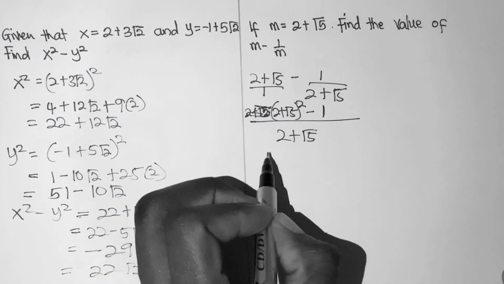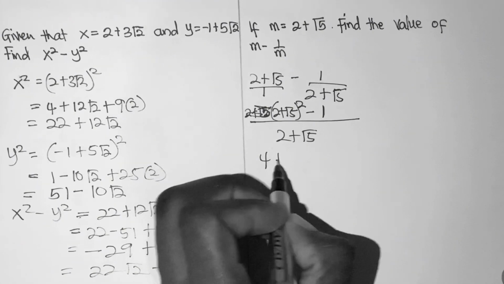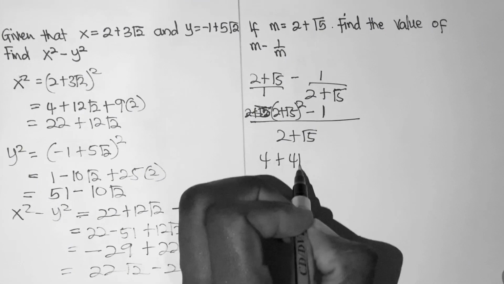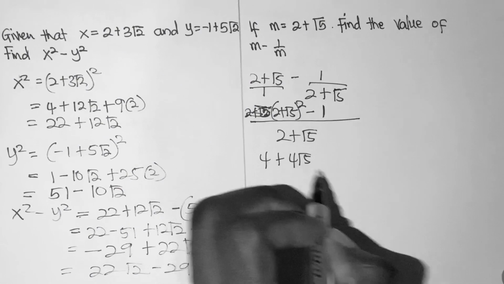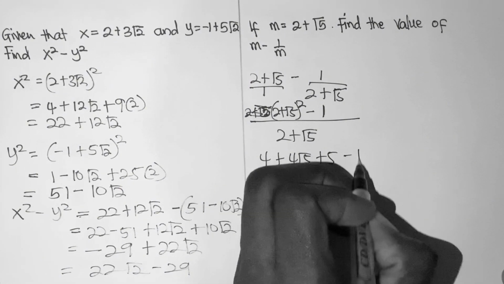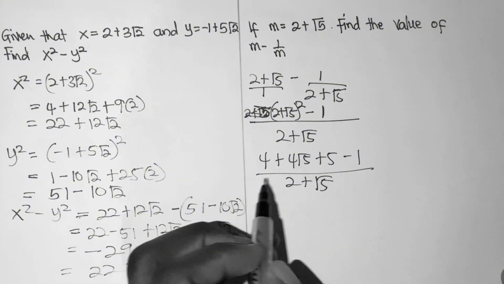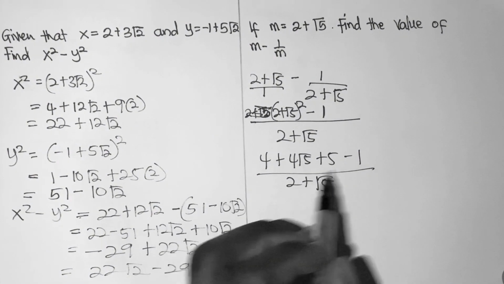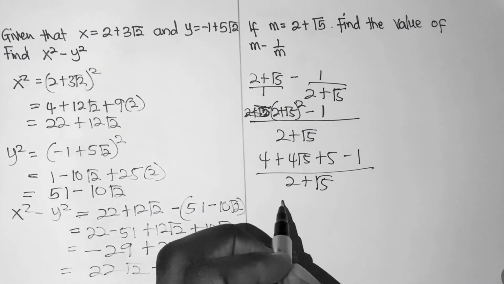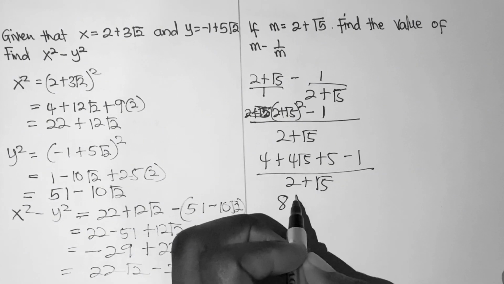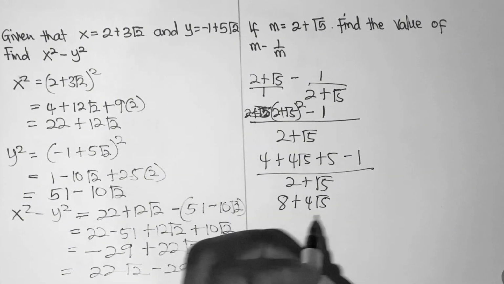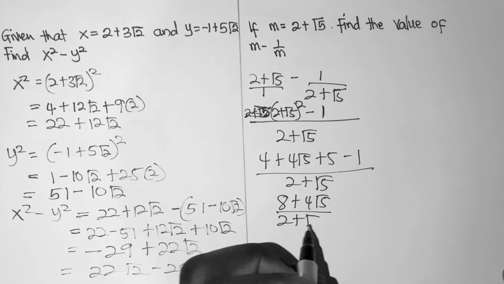Let's expand it. 2 squared is 4. Then plus 2 times 2 is 4 times root 5, 4 root 5. Then root 5 squared is 5. Minus 1, divided by 2 plus root 5. So 4 plus 5 is 9. 9 minus 1 is 8. We have 8 plus 4 root 5 divided by 2 plus root 5.